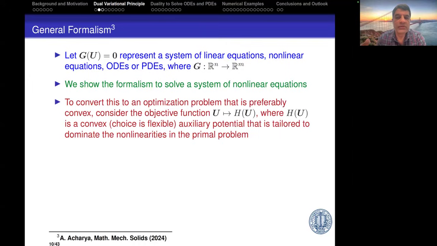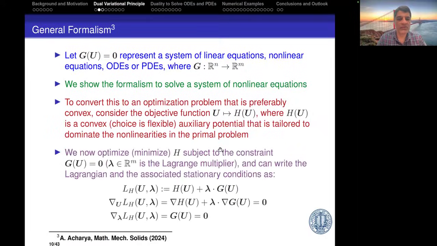function u. So we basically pick an objective function, right? That maps u to h of u. So h of u is something that I will select, or you will select if you're solving a problem. The choice is flexible and I want it to be a convex auxiliary potential. And in fact, I can tailor it to the nonlinearities in the problem. If I know something about the problem, I can tailor it depending on the nature of the problem and what to expect, so to speak. So that's at least the macroscopic viewpoint.